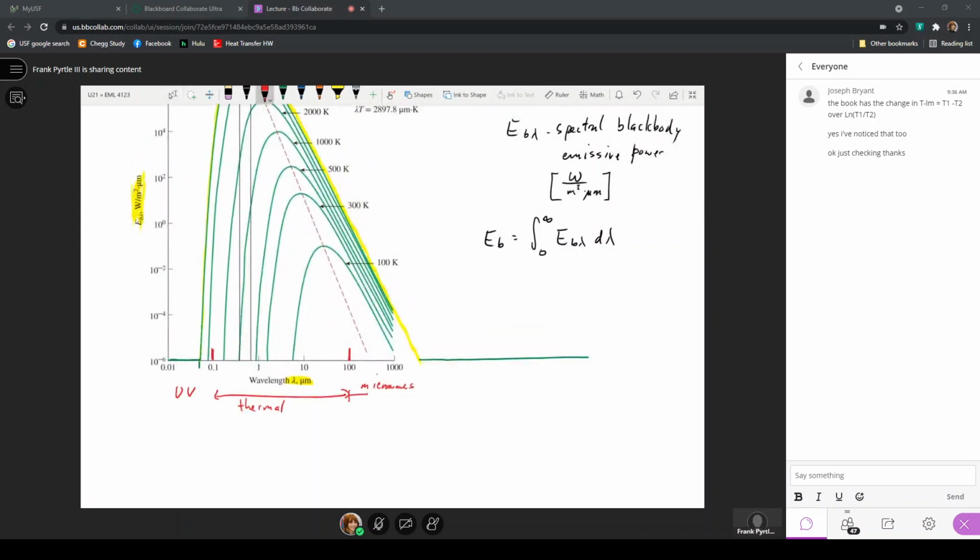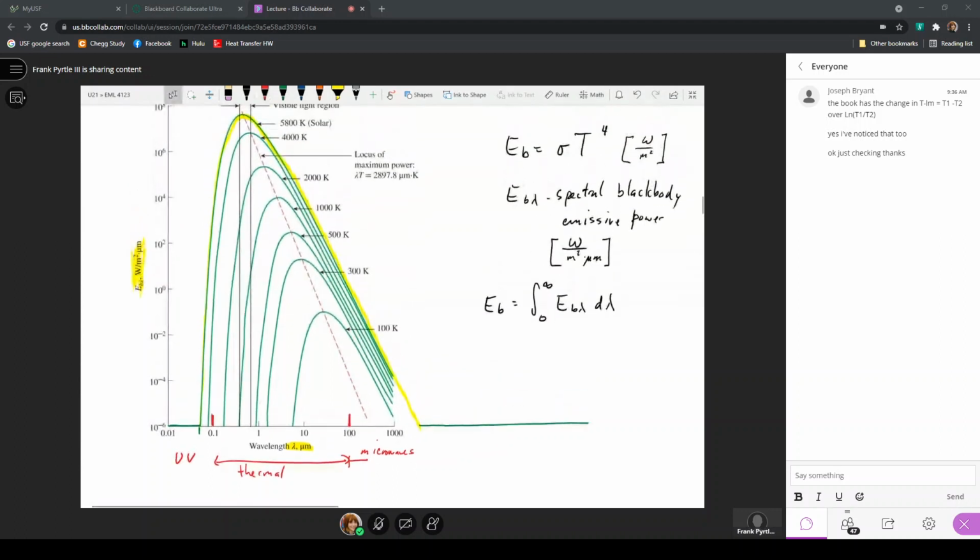When we're considering calculation of the black body emissive power, E sub B, that's the black body emissive power in the thermal radiation range. So we're actually only concerned with the area under the curve between 0.1 and 100 microns. We're writing the expression of the integral from 0 to infinity just so it covers the entire range. But when we're calculating this quantity for the thermal radiation, we'd actually be limiting this expression.